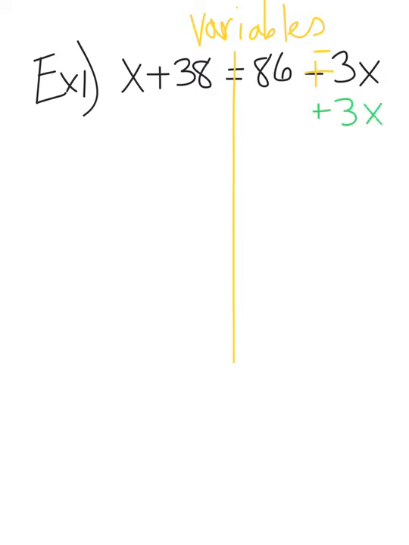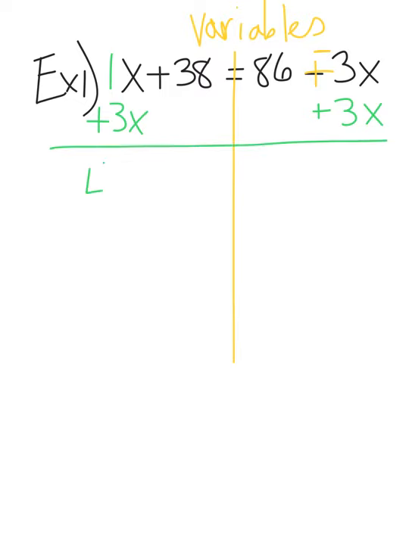Since we are moving the entire term, we want to take the x with it. We're going to add it to the other side. Remember, we can put a 1 in front of the 1x. So we are moving the entire thing. We can add 3x to both sides.